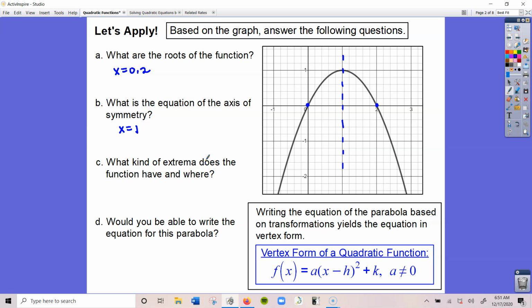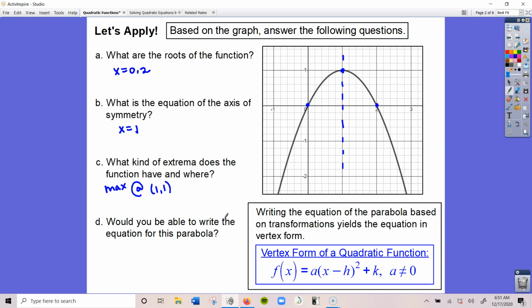Now, what kind of extrema does this function have and where? Here's my extrema, which is also located at the vertex. So this would have a maximum, since that is the highest point of the parabola, and it is located, you would give me the coordinate, at (1, 1).